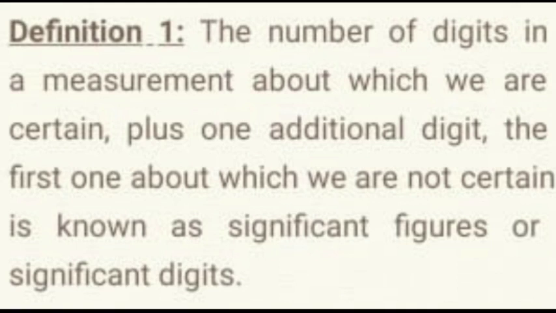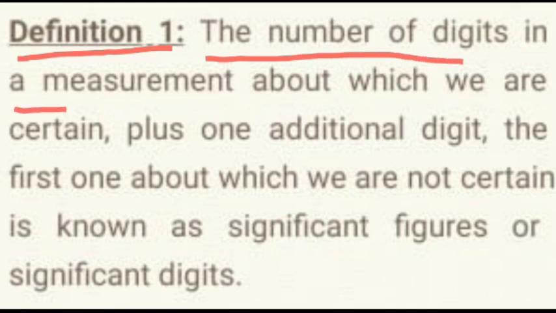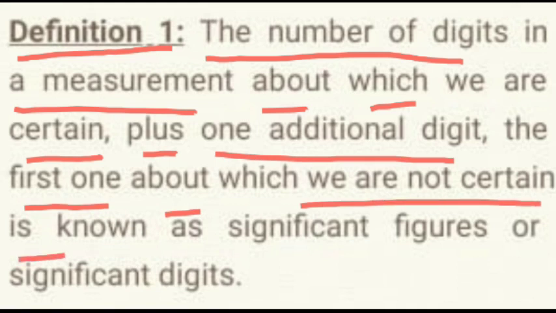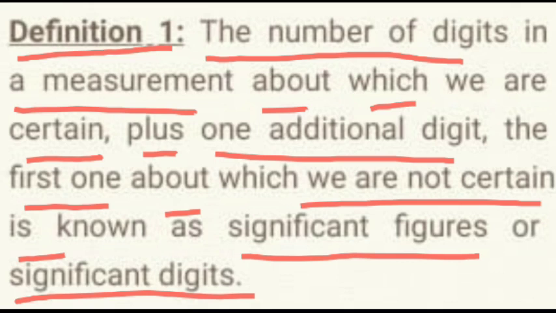There are two definitions. This definition is given in our book. The definition says the number of digits in a measurement about which we are certain, plus one additional digit, the first one about which we are not certain, is known as significant figures or significant digits. I will explain this with one example so that you can get a clear idea.